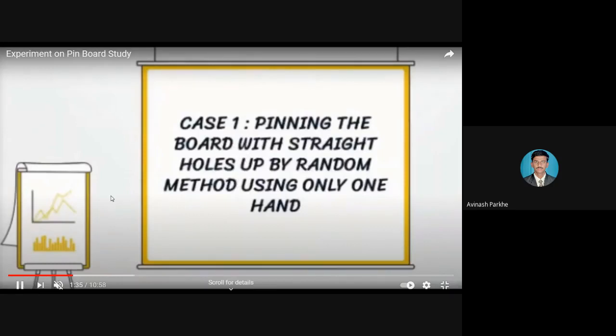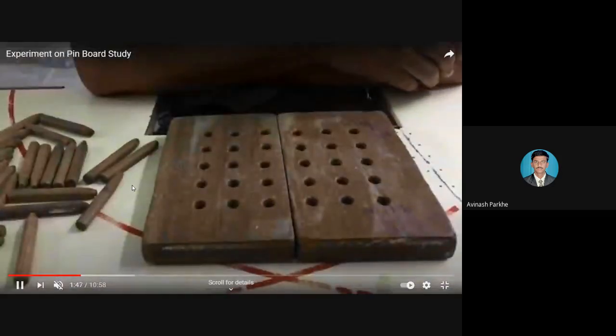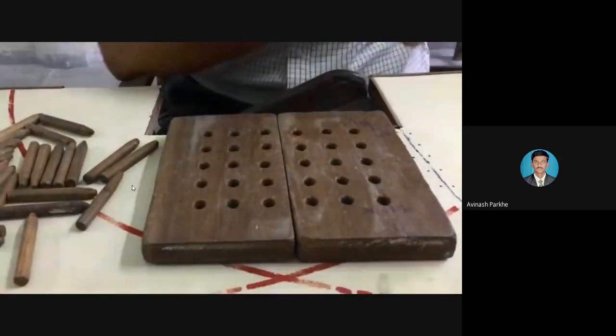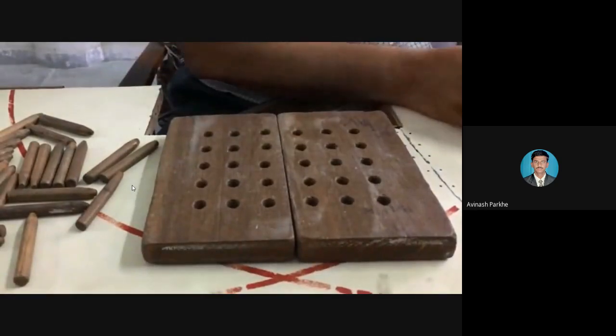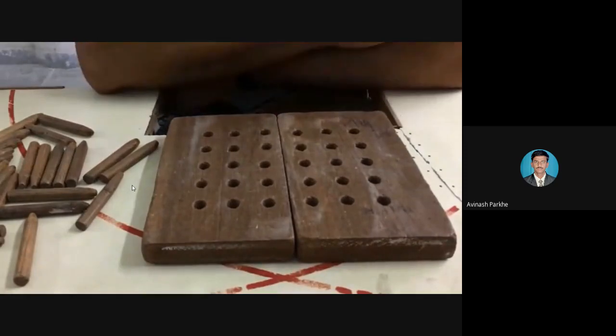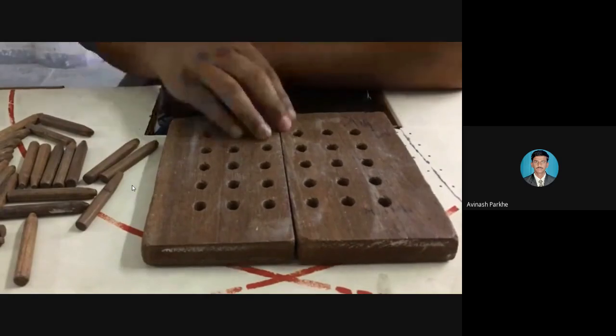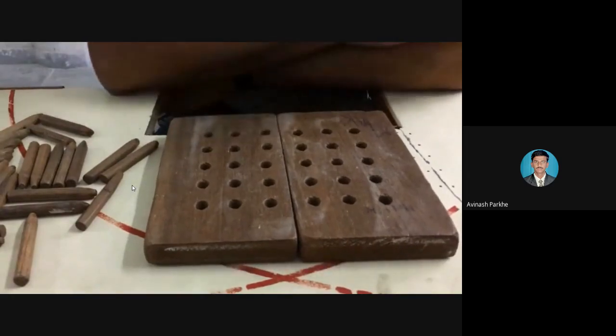So now I have to start the experiment. Once the experiment is started, at the same time we have to use the stopwatch also. The board is in front of me, and the pins are near that particular board only. Once the experiment is started, you have to start your stopwatch also. You have to keep the board and the pins in front of you only.